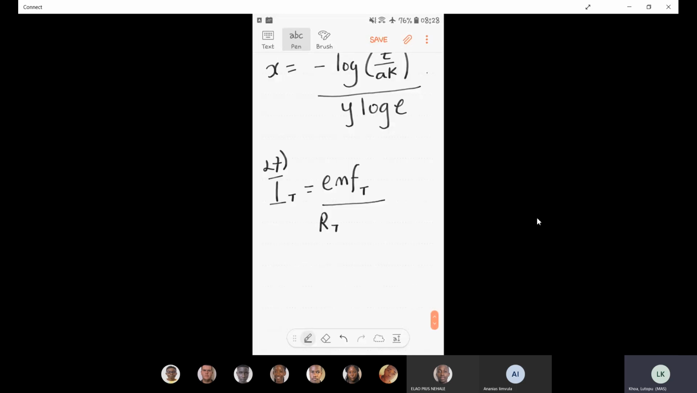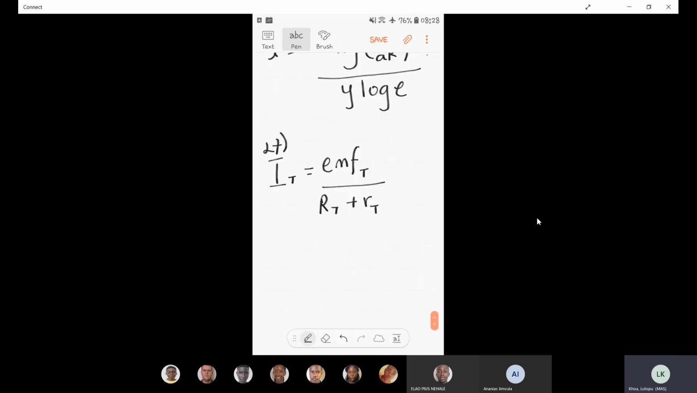This is R sub t plus small r over t. Okay, so I'm guessing this is some physics formula, EMF, electromagnetic field or something, I don't know. But you guys should know. Here we are asked to make small r sub t the subject of the formula. So what we do is you just cross multiply. This is I sub t times R sub t plus small r sub t, equal to EMF of t.